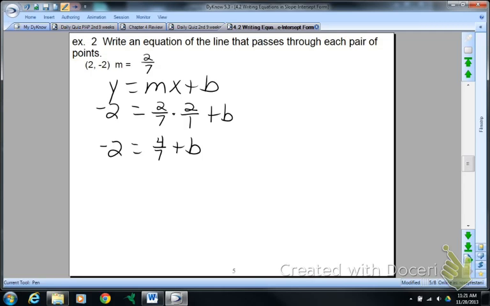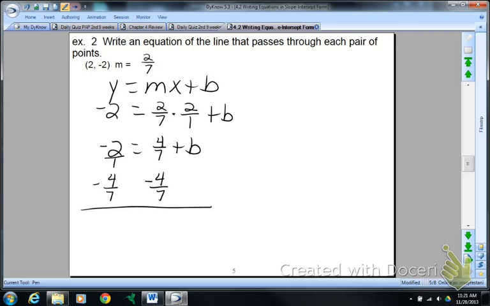All we have to do is get b by itself. So I'm going to subtract 4 over 7 from both sides. So let's do it this way first. Now this is negative 2 over 1. So when we are adding or subtracting fractions, what do we have to get, class? Common denominator. What's the least common denominator of 1 and 7? 7. So really and truly, I only have to change this fraction.